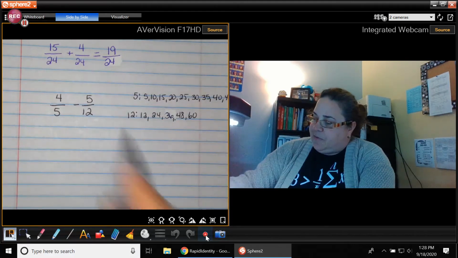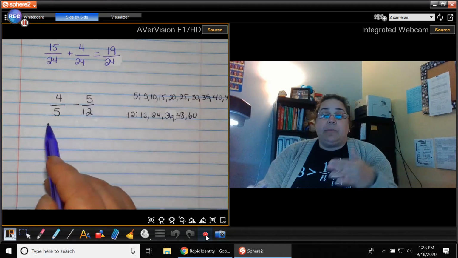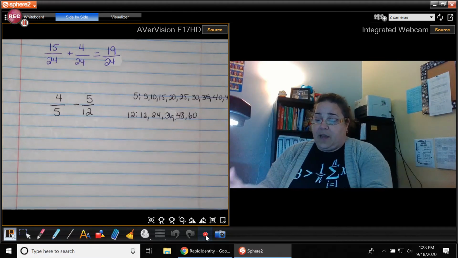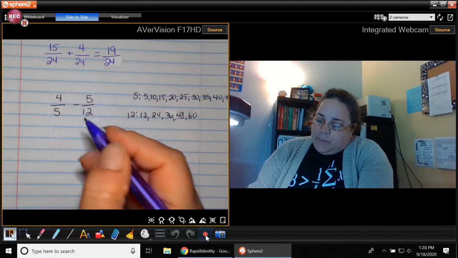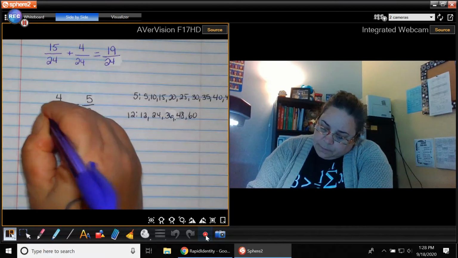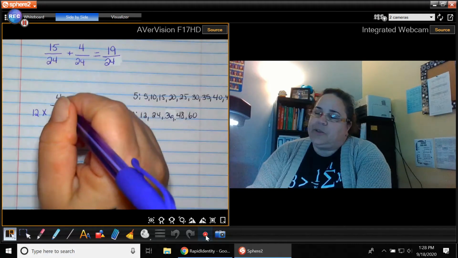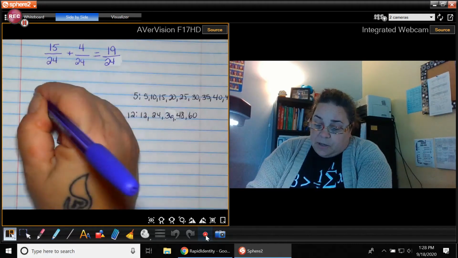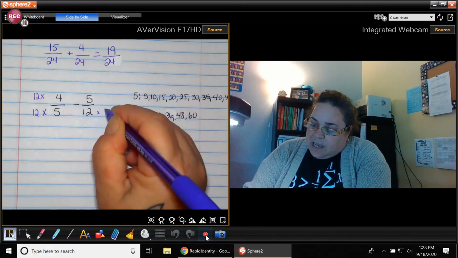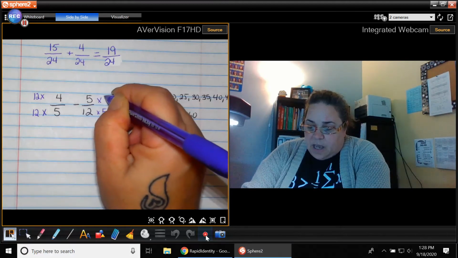So I'm going to change my fraction so that I have a 60 on the bottom, okay? So sometimes your easiest common denominator is the lowest common denominator, okay? So how do I get from 5 to a 60? I multiply by 12. And if I do it on the bottom, I do it on the top, so make sure I write that. How do I get from 12 to 60? I multiply times 5, and if I do it on the bottom, I do it on the top.